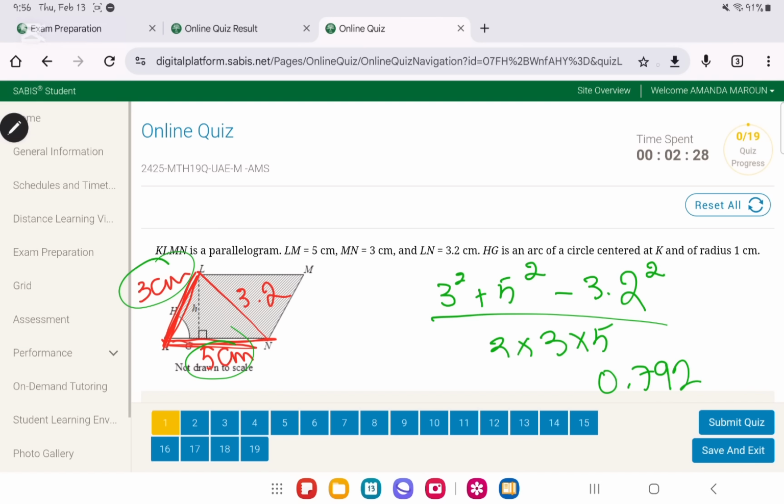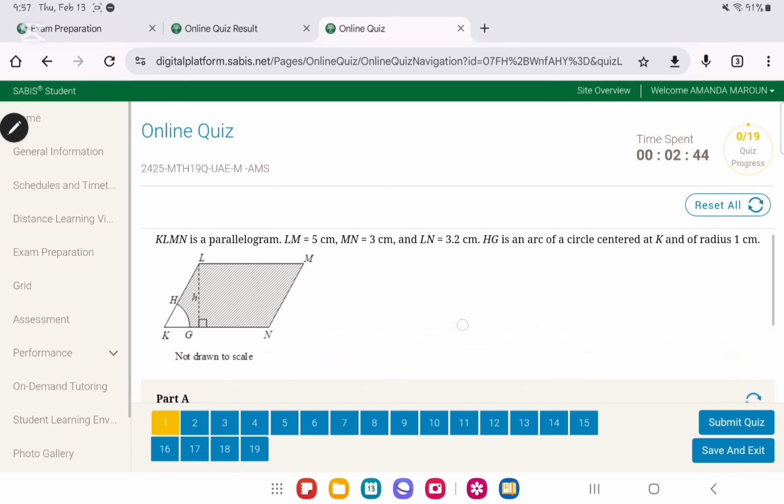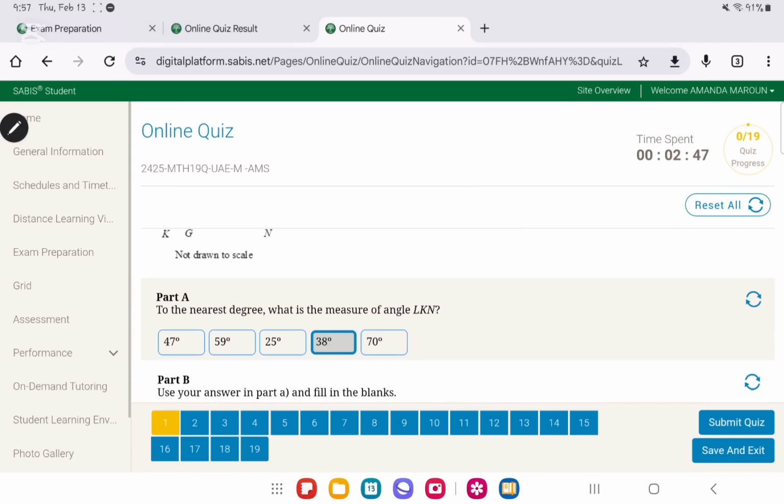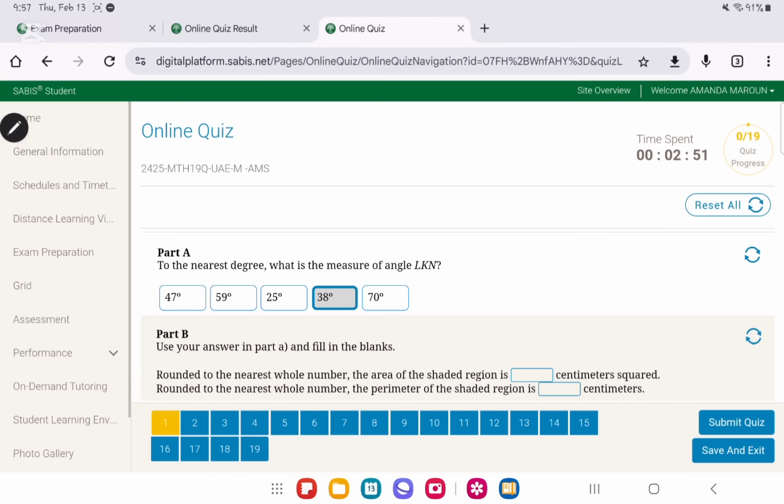Now on the calculator, you are going to do cosine inverse, or shift cosine, of the answer, which is 0.792, and you are going to get approximately 37.6. If you round it to the nearest degree, it is 38 degrees. So our answer is 38 degrees. We move on to part B.